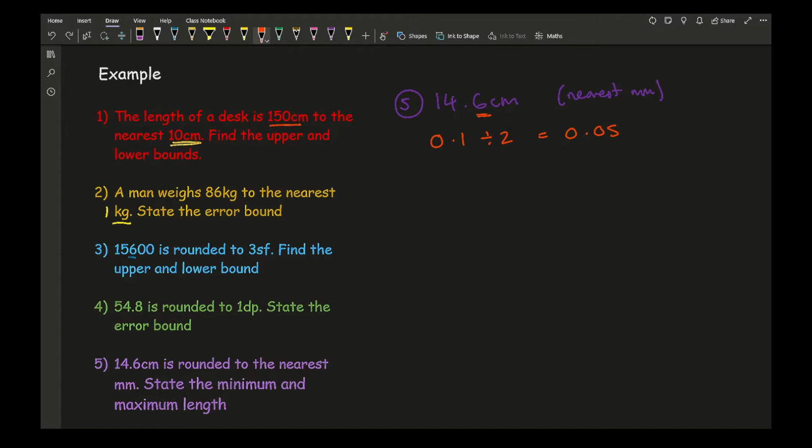So what I then need to do is, again, to find the minimum and maximum length. The minimum length, which is basically the lower bound, is going to be 14.6 minus 0.05, which gives me 14.55. And my maximum value is going to be the original number, 14.6 plus 0.05, and that's going to give me an answer of 14. Oh, I keep writing 15. So I've got 14.65, and there is my max and minimum length. And again, just need to add the units, which is really important that you don't forget.